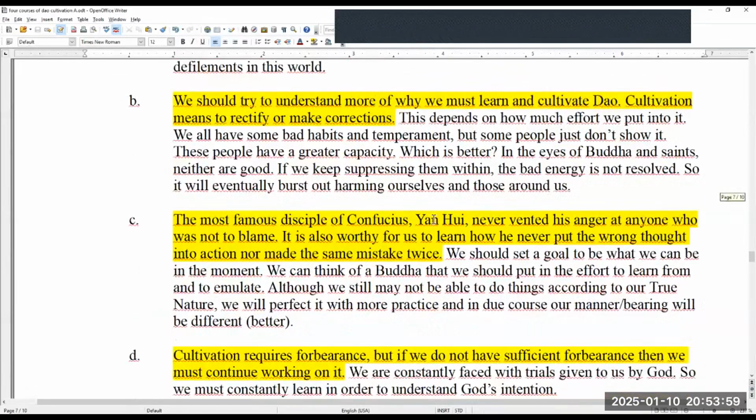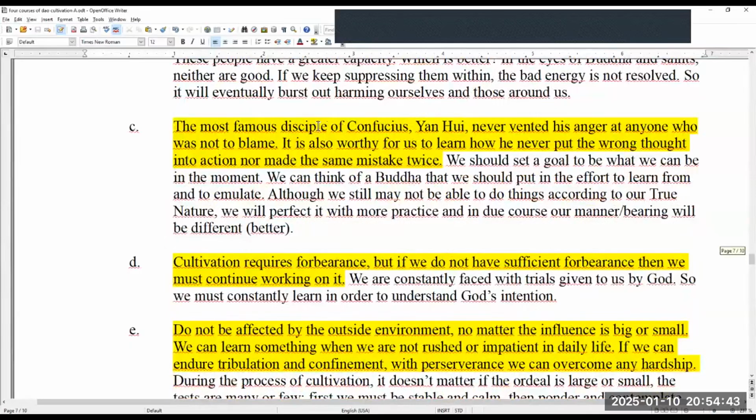The most important disciple that Confucius had was Yan Hui. He was a disciple who lived only for a very short period of time, yet he was able to cultivate the Tao so that he became one of the most prized disciples of Confucius. Basically, he never vented anger at anyone who was not to blame. It's also worthy for us to learn that he never put a wrong thought into action and did not make the same mistake twice. It just shows how much he practiced what Confucius had taught him.